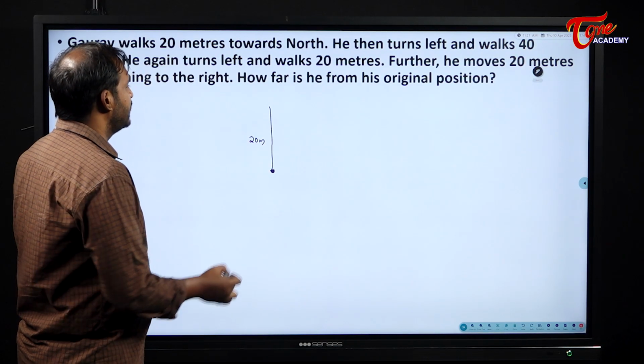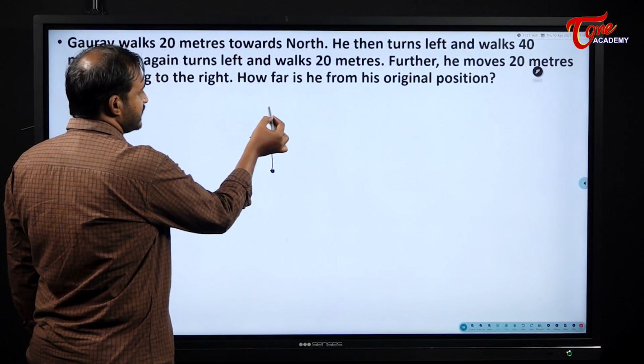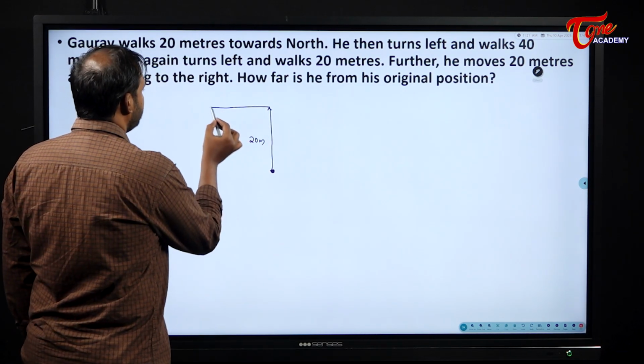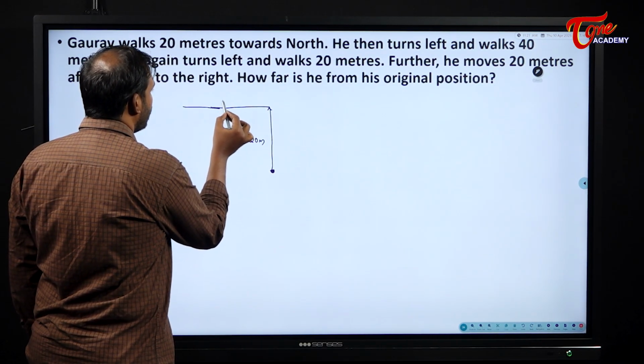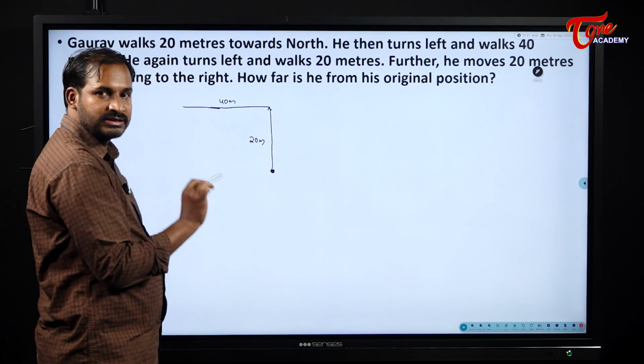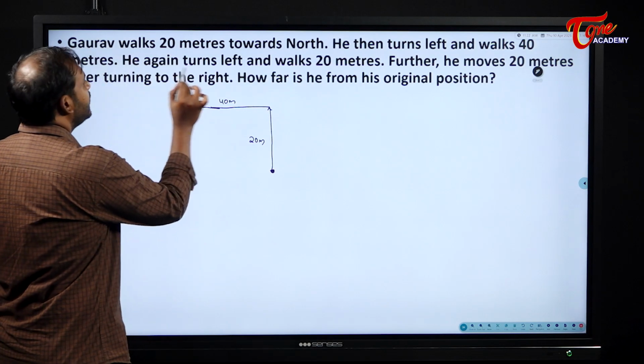He then turns left. See, the person who is walking in this direction, upward direction, turns left means what? This is the position, and walks 40 meters. Okay, and he walked 40 meters. Assume that you were at that position and accordingly turn, students. That is enough. Next, he again turns left.